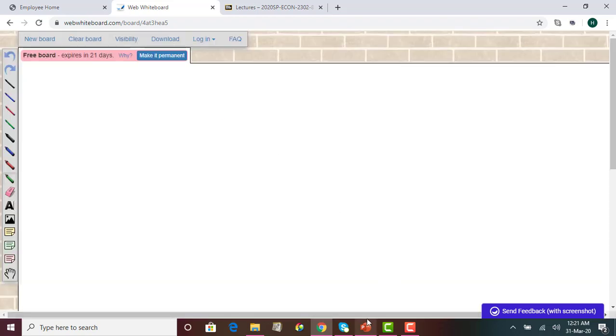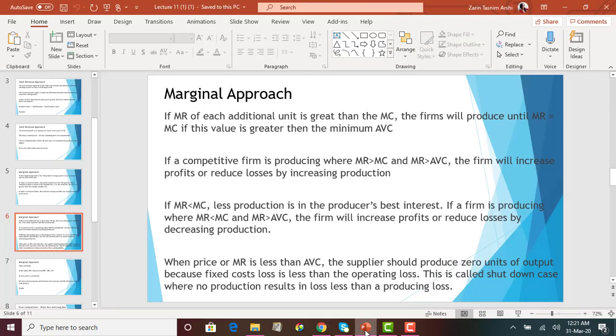And what I just wrote is also in your slide. If you see slide 6 of the lecture, it basically says the same thing. On the first line, it says if MR is greater than MC, then firms will produce more, as long as price is greater than AVC, until it gets to the point where MR is equal to MC. On the other hand, if MR is less than MC and price is still greater than AVC, then they will reduce their production. And in the last line, when MR is less than marginal cost and price is less than average variable cost, then at that point you will produce 0 units because you cannot even cover your fixed costs. If you produce more, you will be incurring more losses. And this is known as the shutdown scenario.